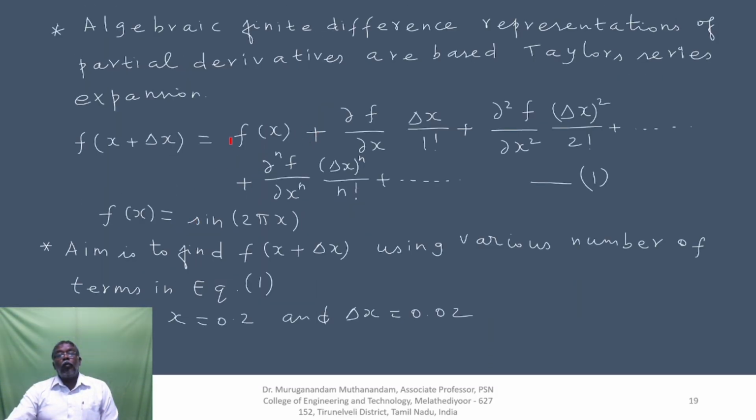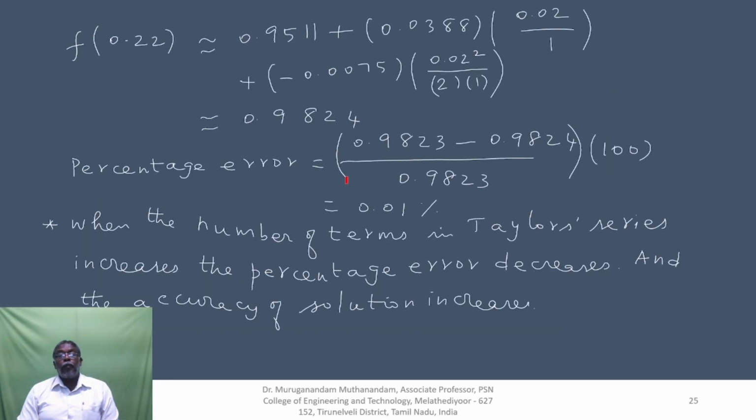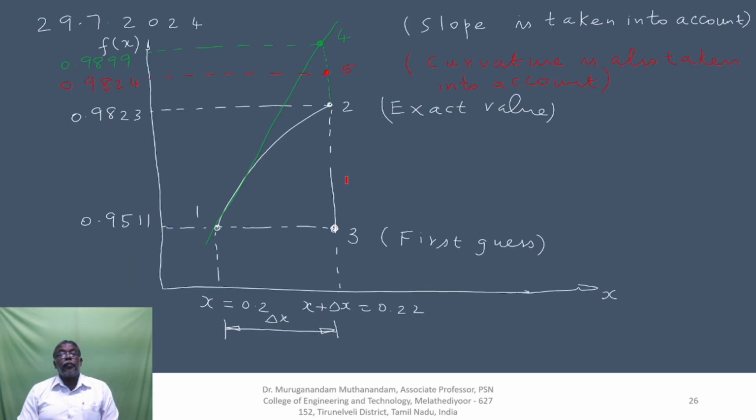when we use only one term, the error is more. When we use two terms, the error is small. When we use three terms, the error is further small. The error decreases when we use more and more terms on the right hand side of this equation. That is what it says: the accuracy of the solution increases.